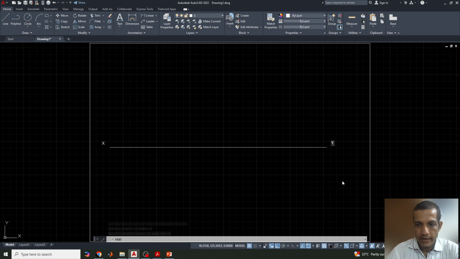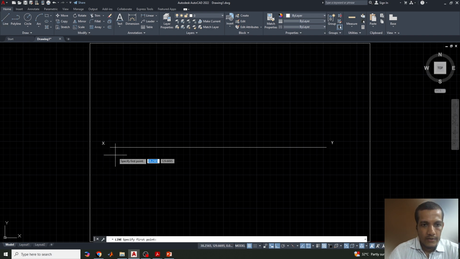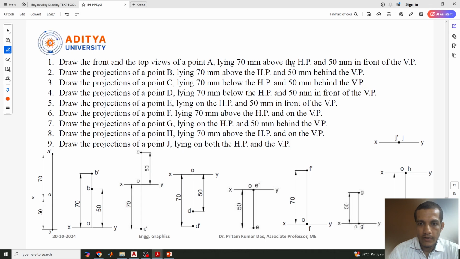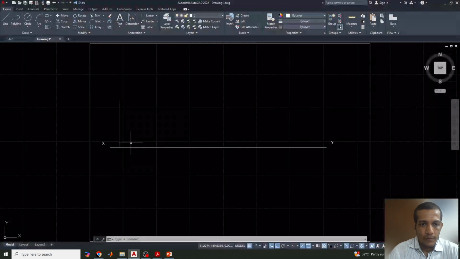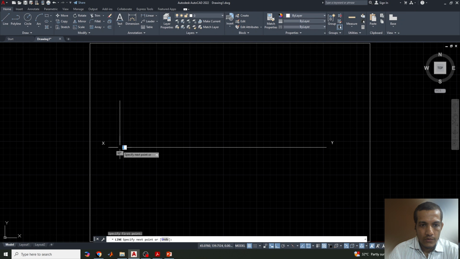And this is your XY, and next you can select the line. How much is there? 70 mm. And below, how much is there? Below is given 50 mm in front of the vertical plane. In front of vertical means it will become below the XY line. So I can draw 50 here. Okay, so our job is done.